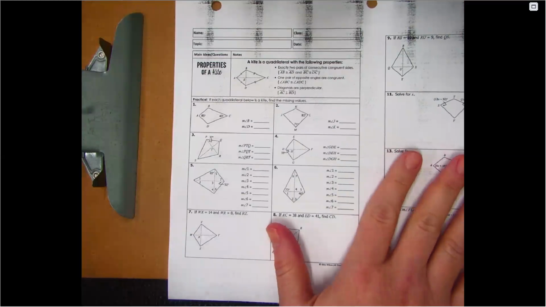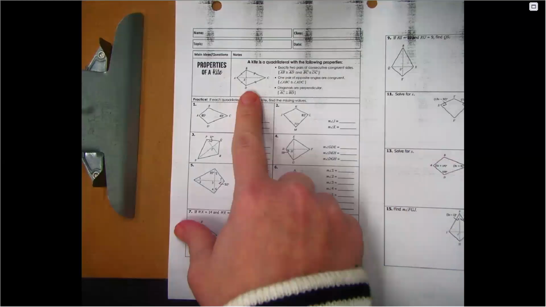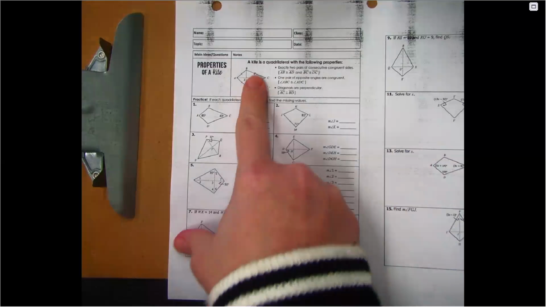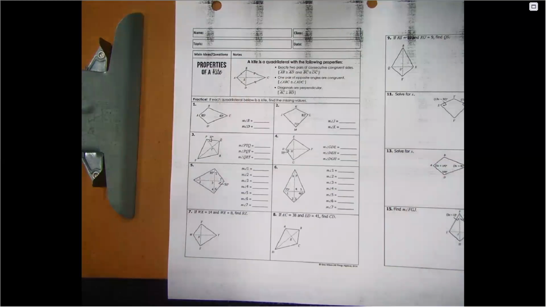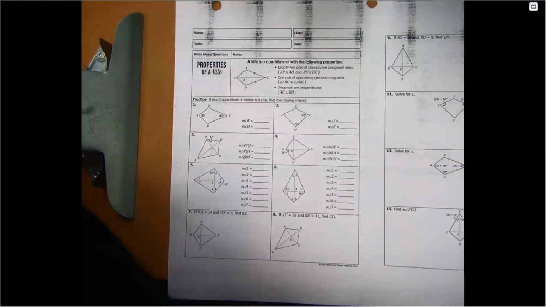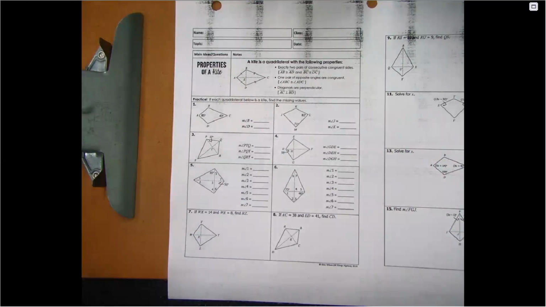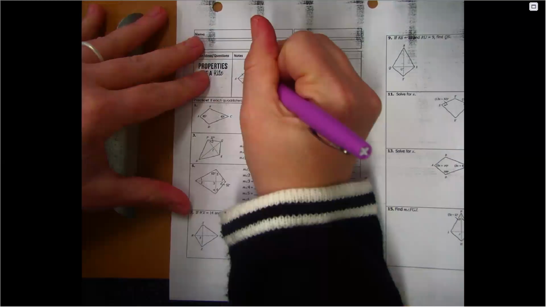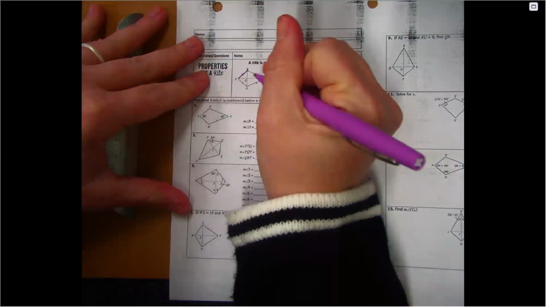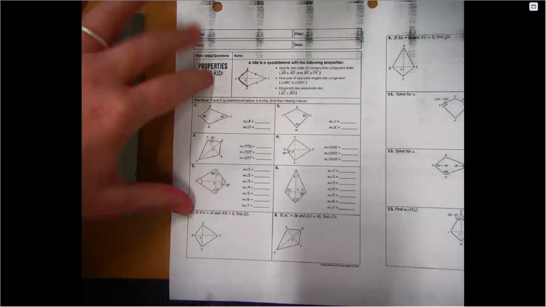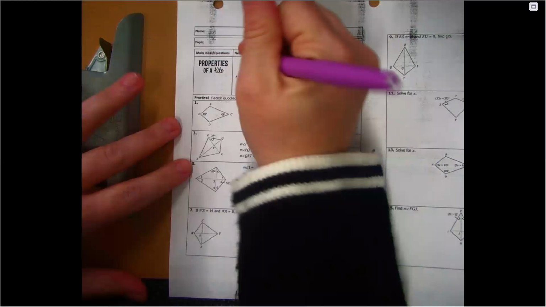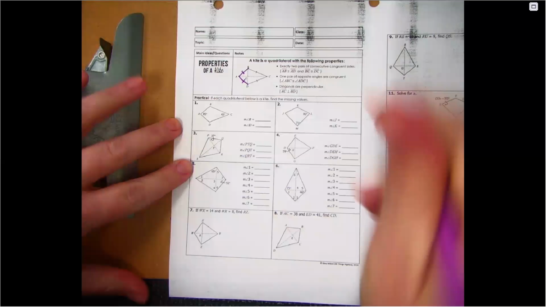So when we look at a kite, it says a kite is a quadrilateral with the following properties. Okay, exactly two pairs of consecutive congruent sides. So consecutive means that they are touching each other. So if we look at this, AB is consecutive to AD. And those two things are congruent. Okay, I'm going to zoom that in a little bit.